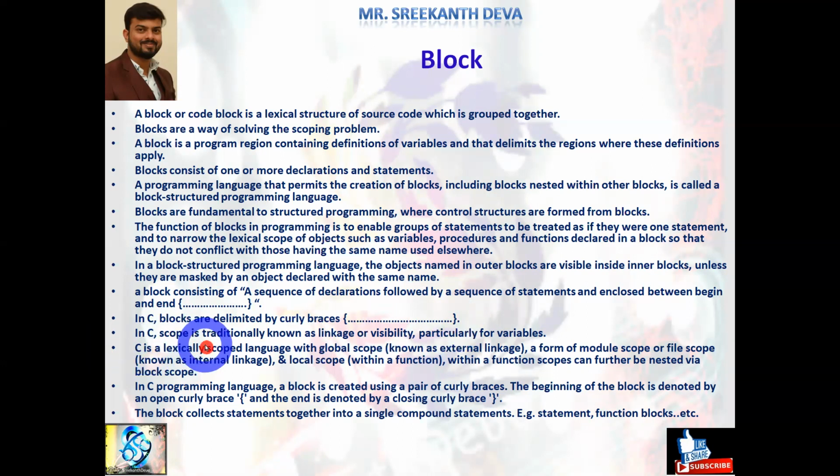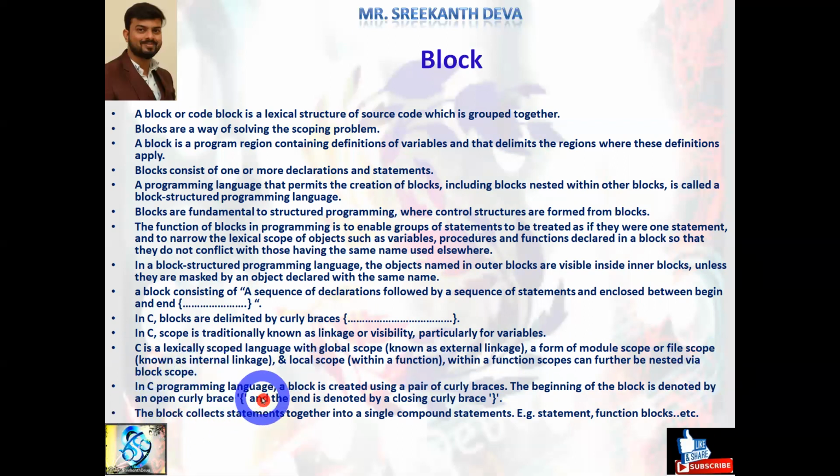In C, scope is traditionally known as linkage or visibility, particularly for variables. C is a lexically scoped language with a global scope known as external linkage, a form of module scope or file scope known as internal linkage, and local scope within a function. Within a function, scopes can further be nested via block scope.